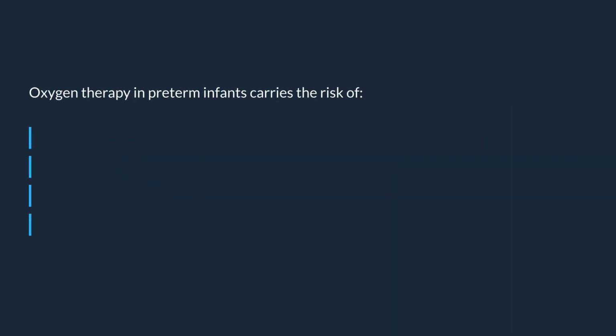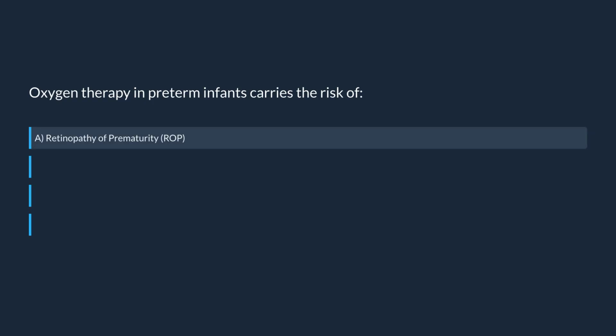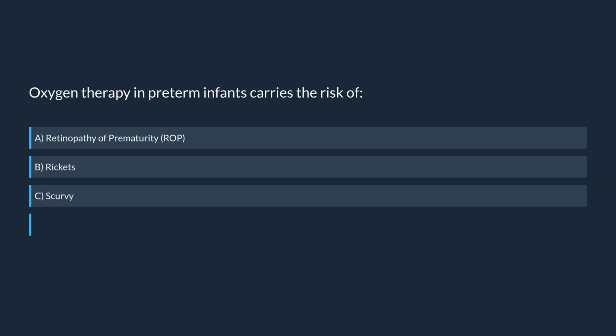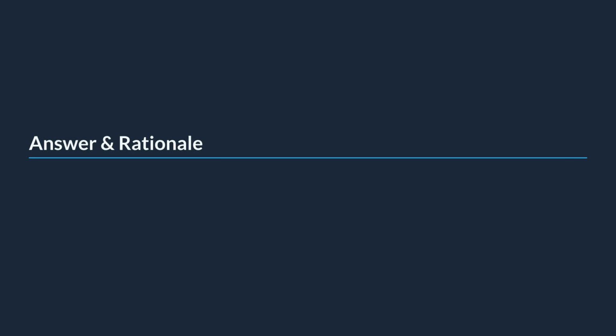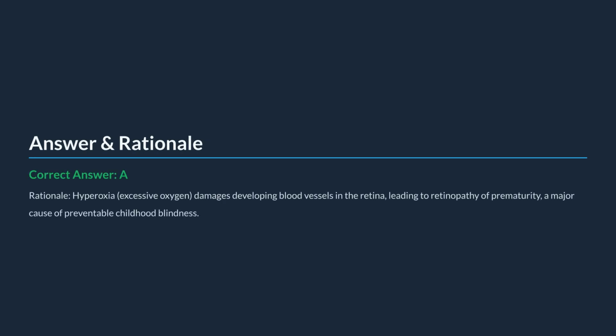Oxygen therapy in preterm infants carries the risk of A. Retinopathy of prematurity, ROP, B. Rickets, C. Scurvy, or D. Anemia. The correct answer is A. Hyperoxia, or excessive oxygen, damages developing blood vessels in the retina, leading to retinopathy of prematurity, a major cause of preventable childhood blindness.